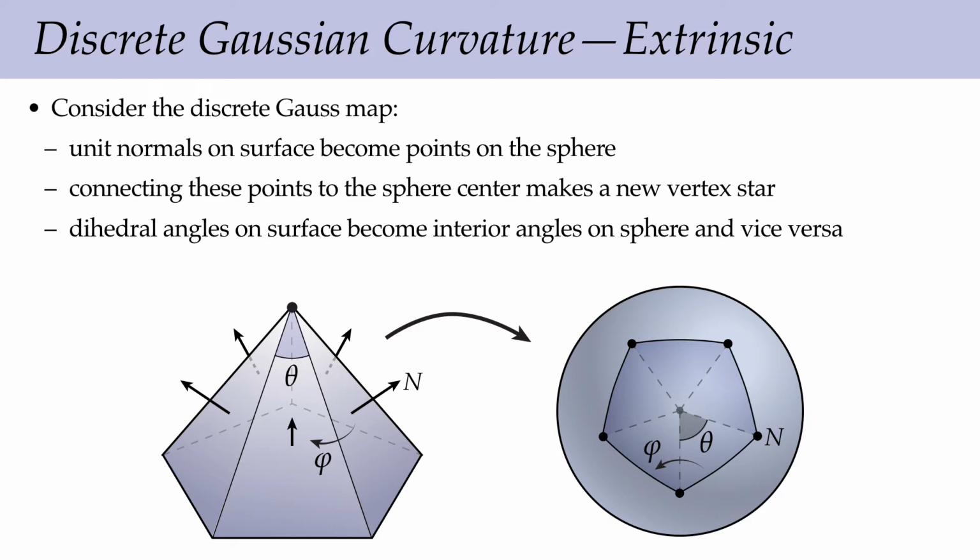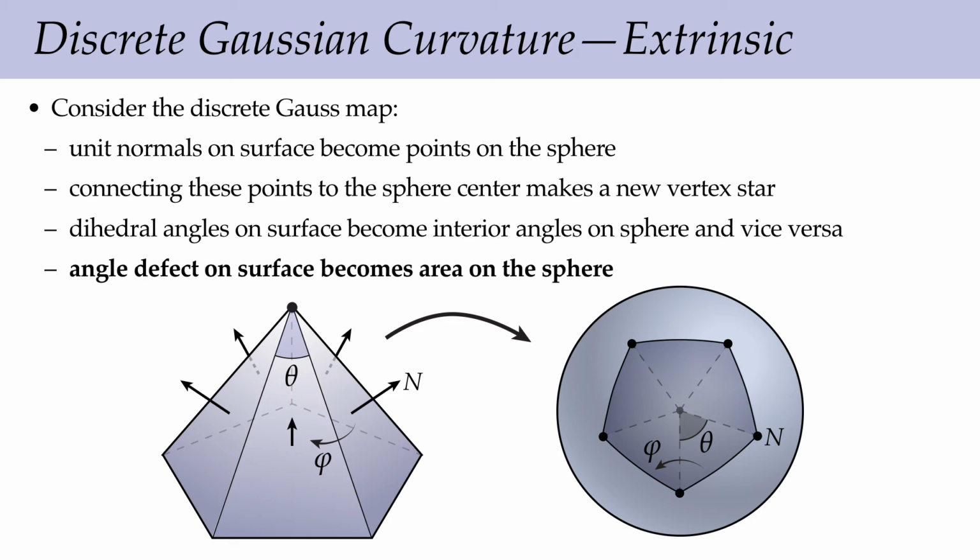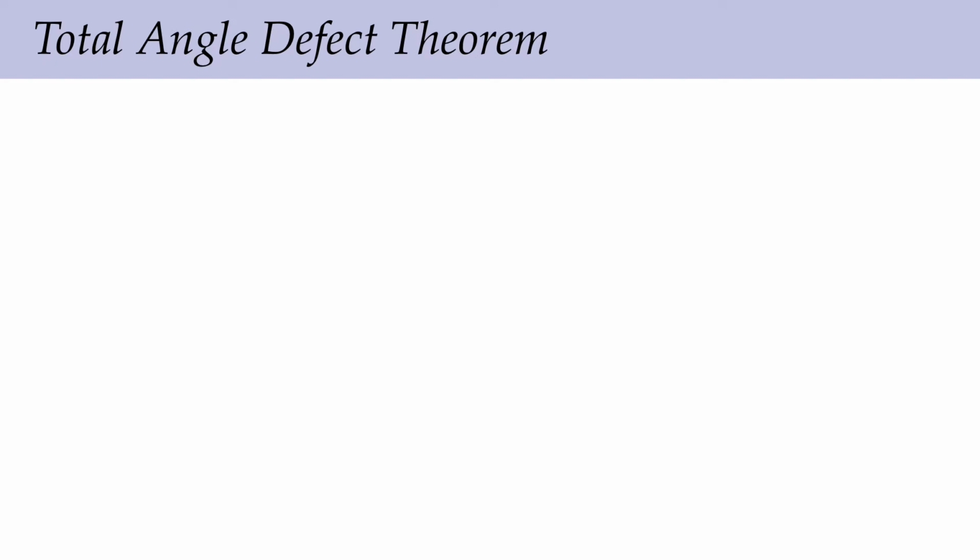What we can then see is that the angle defect on the surface becomes an area on the sphere. The area of this spherical polygon is the same as 2 pi minus the sum of these angles. Really working that out carefully takes a little work, and that's something you'll do in your homework. Okay, so now that we have that picture of angle defect as an area on the sphere, we can think about what's going on a little more globally.